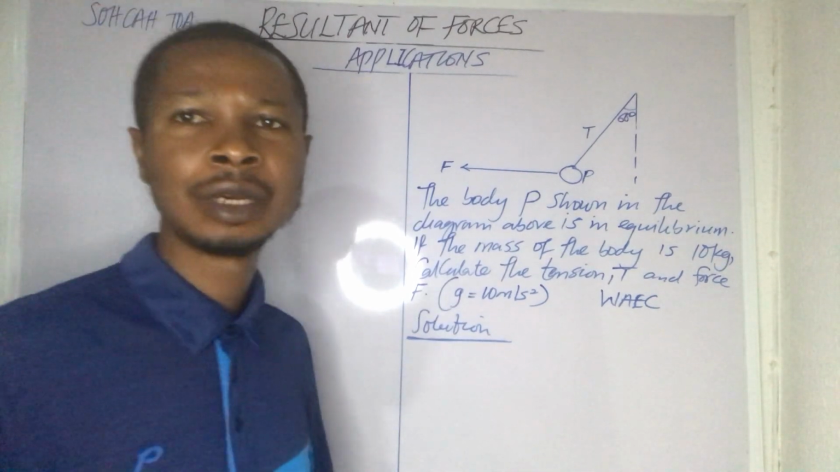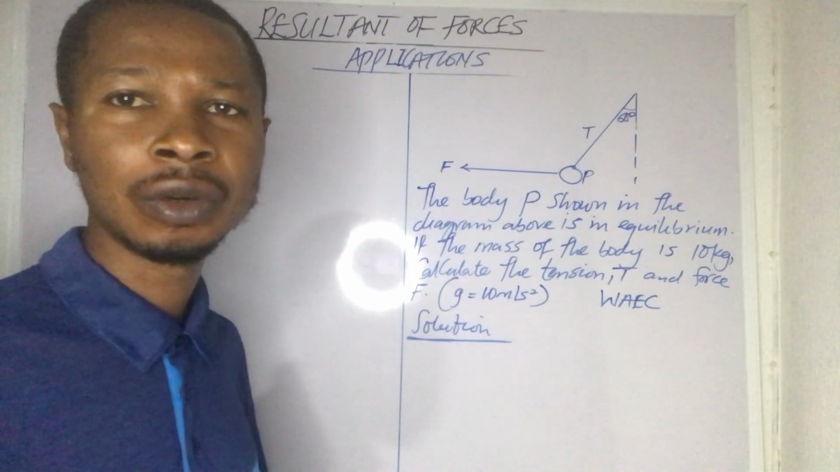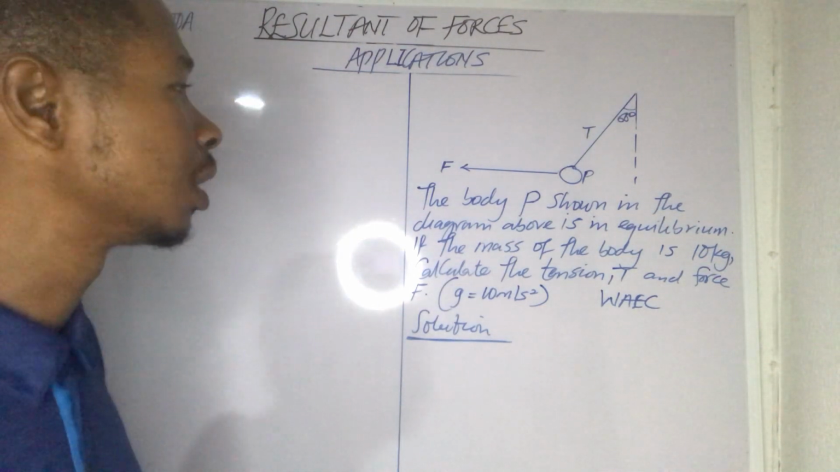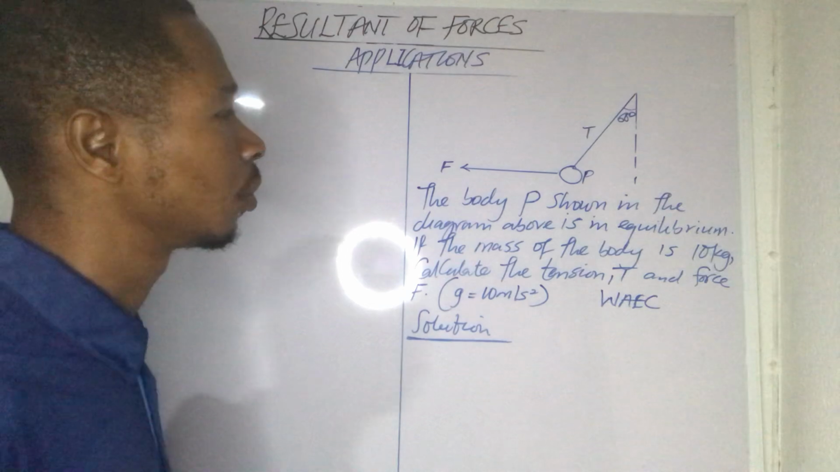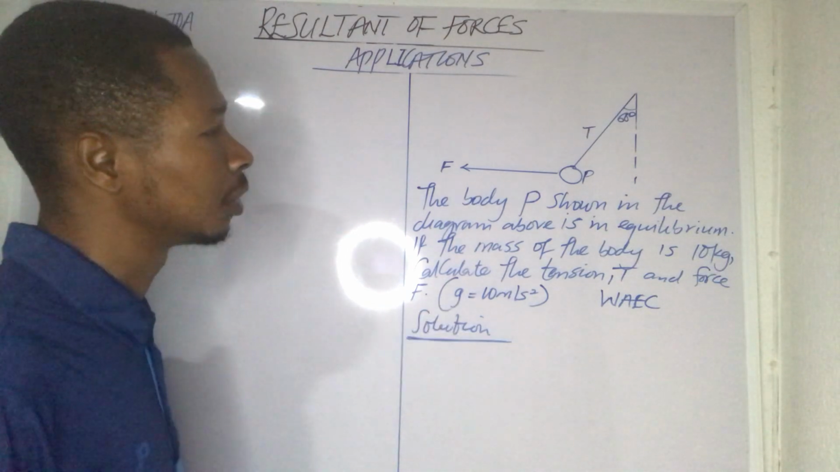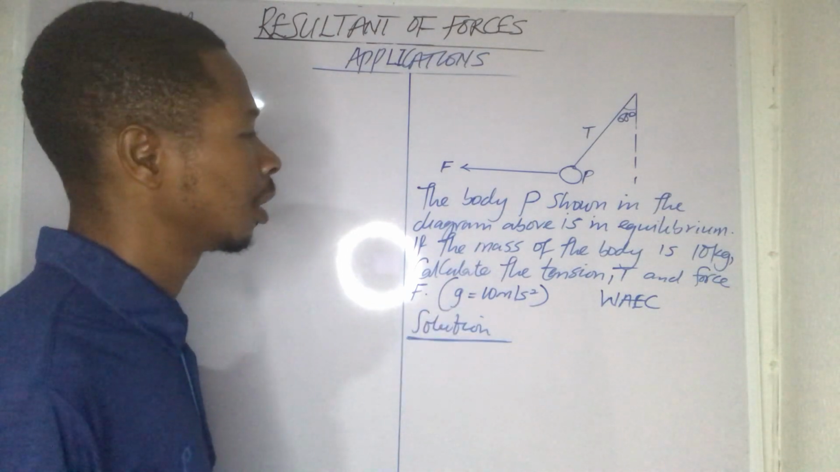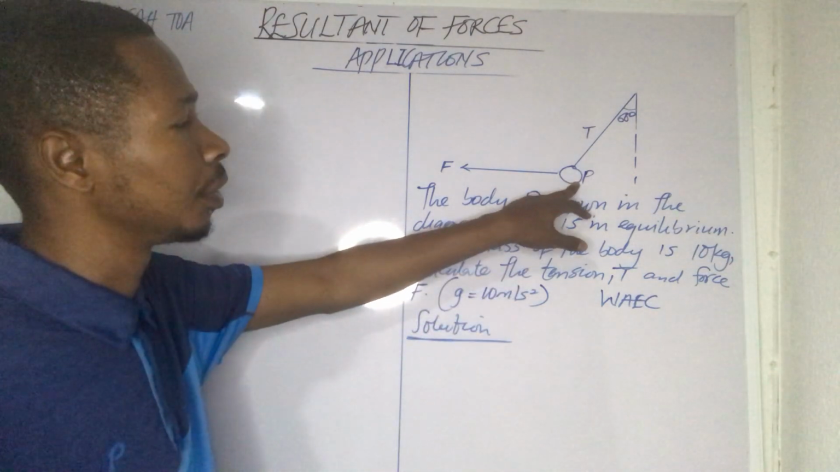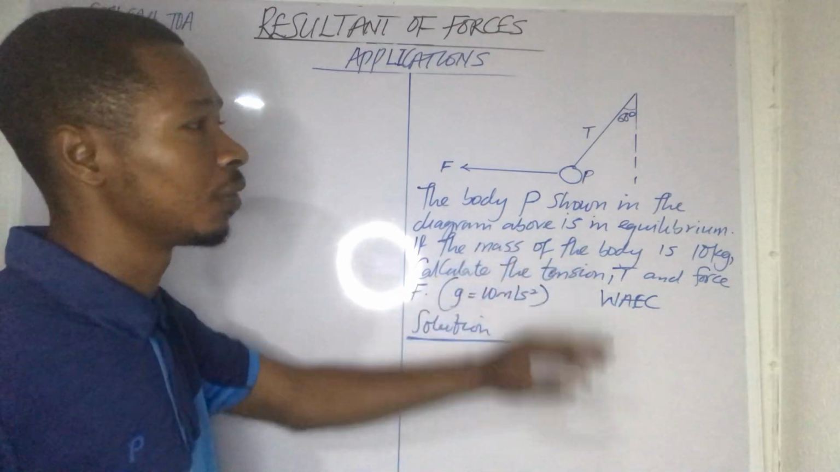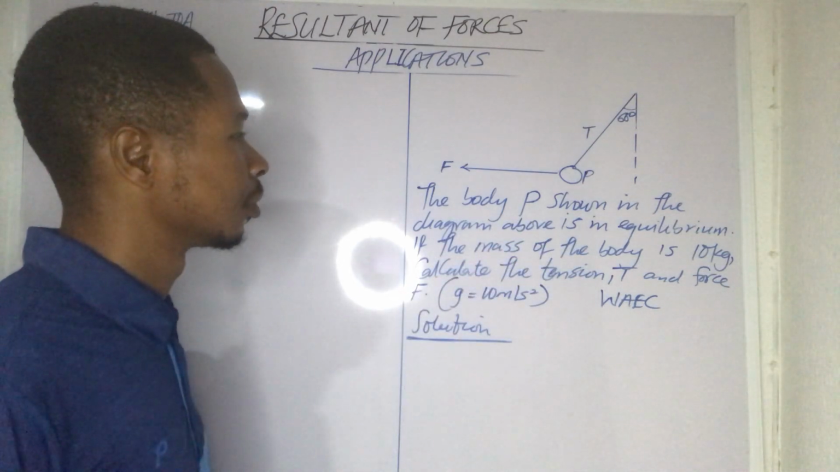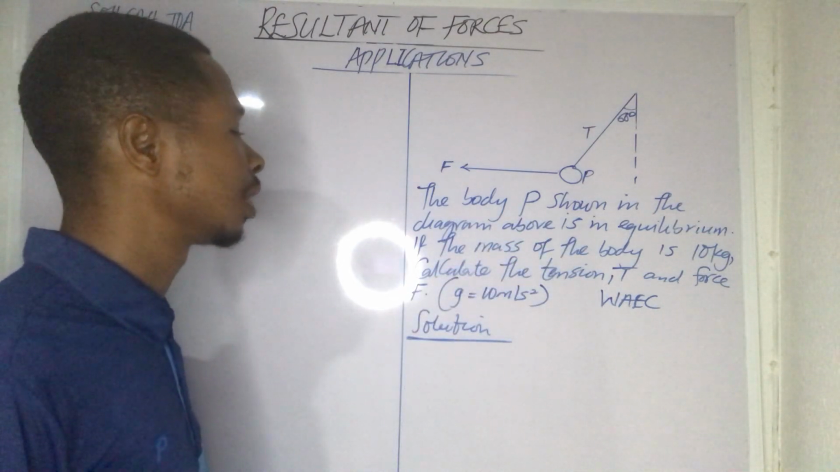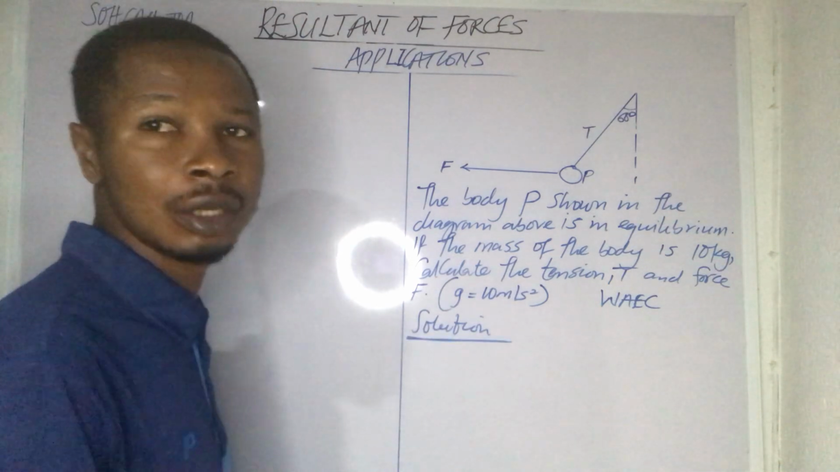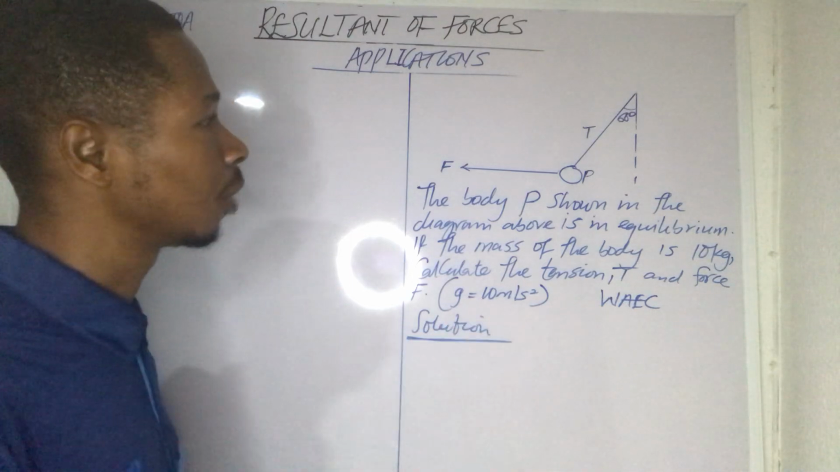This is another example on applications of resultant forces. The body P shown in the diagram above is in equilibrium. If the mass of the body is 10 kg, calculate the tension T and force F. This is a WAEC question, so let's look at how we solve it.